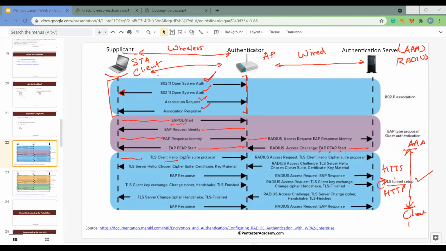It will also propose the cipher suites that can be used. This same message will be sent to the AAA server. The AAA server will respond with the server hello. It is going to share the server certificate. It will also choose a cipher suite. Don't worry if you are not able to understand what the cipher suite is, or what a certificate is. We are anyway going to see all of it.